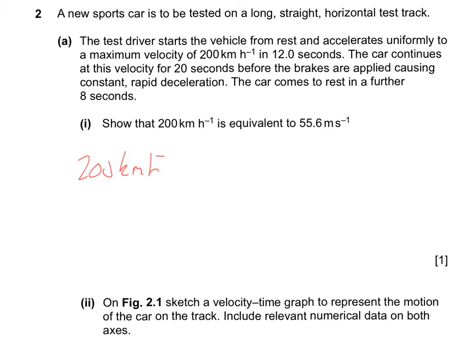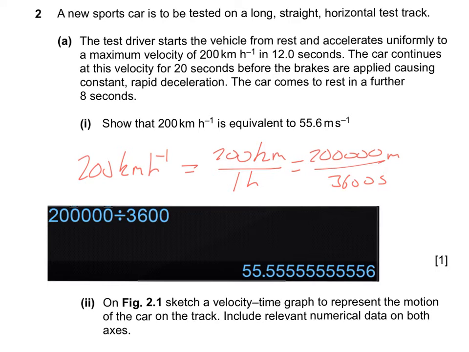So 200 kilometers per hour is a speed that would be calculated by dividing 200 kilometers by 1 hour. So it would also be the speed for 200,000 meters divided by 3,600 seconds. So 200,000 meters is 200 kilometers, 3,600 seconds is the number of seconds in 1 hour. And we divide those, we'll get meters per second. And that is the value we were looking for.